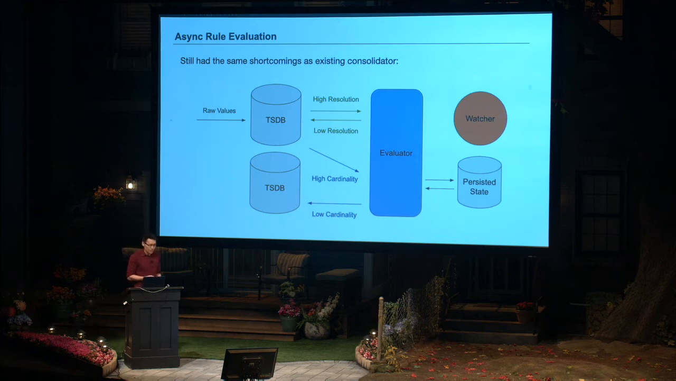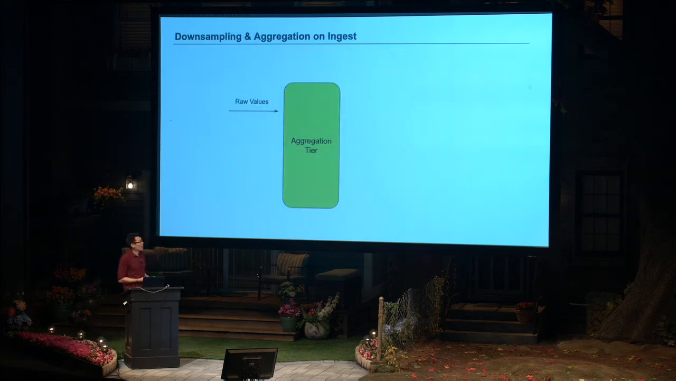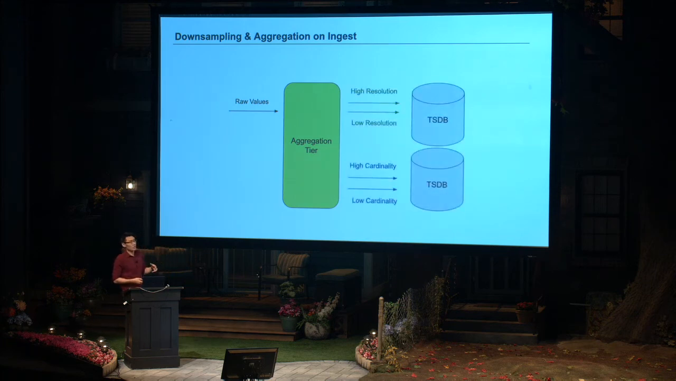So then we thought of a different design. What if we had a central aggregation tier where you can write all of your raw values, and this aggregation tier will generate both your high resolution and low resolution metrics, so it will do the downsampling for you? It will also do the aggregations, emitting your high cardinality metrics and your low cardinality metrics straight into your time series database, so that you don't have to read and write from the database.